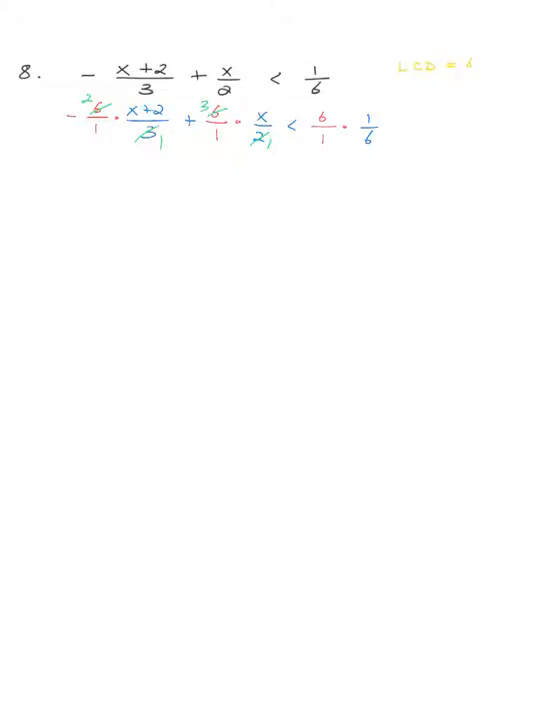Canceling my factors. I have to be careful with parentheses in the first expression. That's negative 2 times parentheses x plus 2, plus 3 times x is less than 1. If I distribute in that negative 2, I get this. So this simplifies to x minus 4 is less than 1. If I now just simply add 4 to both sides, I get my final answer of x is less than 5.